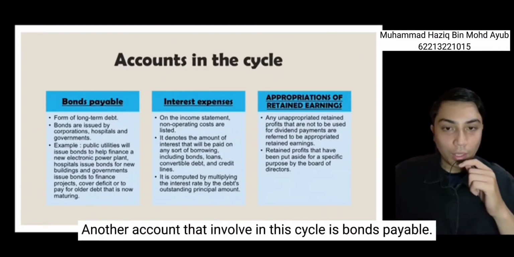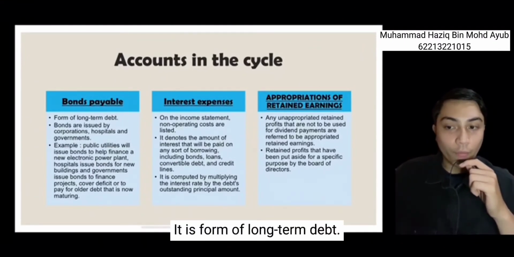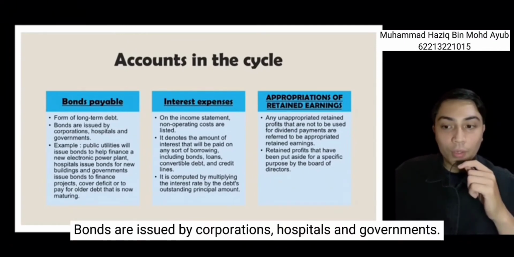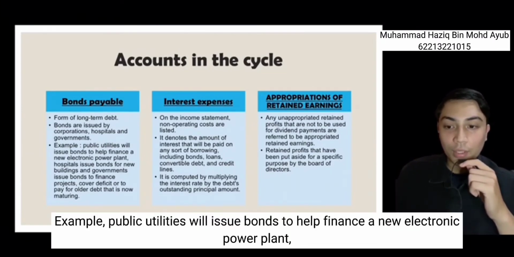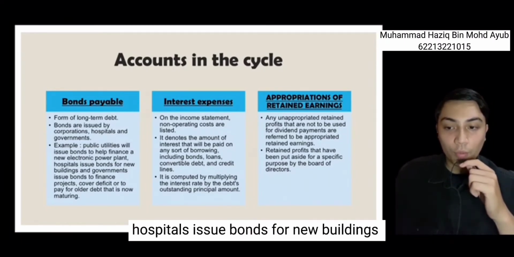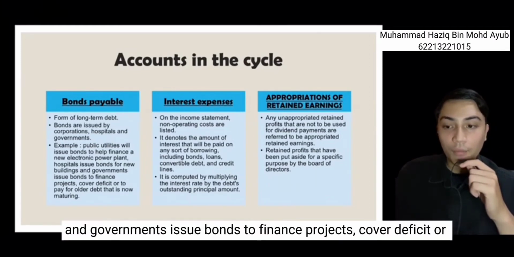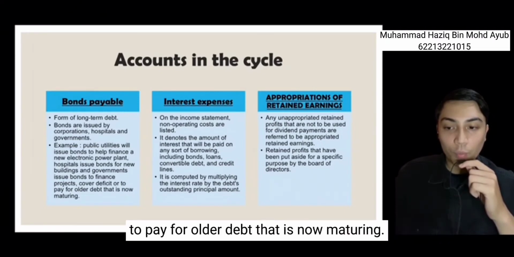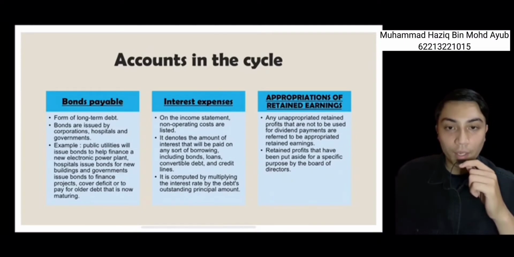Another account that is involved in this cycle is bonds payable. It is a form of long-term debt. Bonds are issued by corporations, hospitals and governments. For example, public utilities will issue bonds to help finance a new electric power plant. Hospitals issue bonds for new buildings, and governments issue bonds to finance projects, cover deficits, or to pay for older debt that is now maturing.